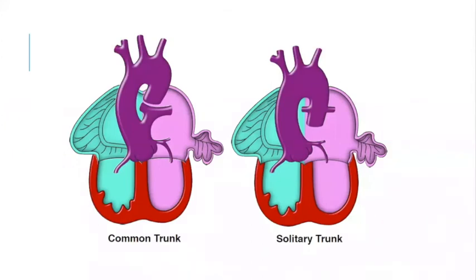Other types are the common trunk and the solitary trunk. Common trunk is when one great vessel originates from the base of the heart, supplying the systemic circulation, the coronaries, and the pulmonary arteries. Solitary trunk is when one great vessel, in this picture the aorta, supplies the coronary and systemic circulation in the absence of a main pulmonary artery or branches of the pulmonary artery.